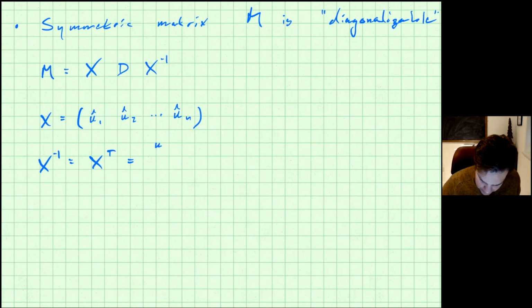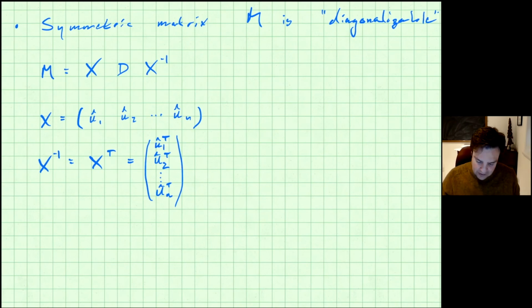It's got u hat 1 transpose as its first row, and then u hat 2 transpose as its second row, and so on down to its last row, u hat n transpose, right? So you're supposed to see this as, these are columns, right? So this is a column, this is a column, this is a column, and so on. This is a row, this is a row, this is a row, right?